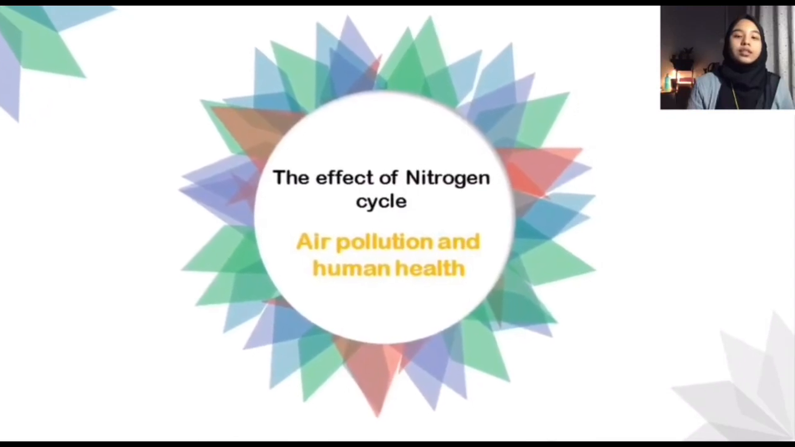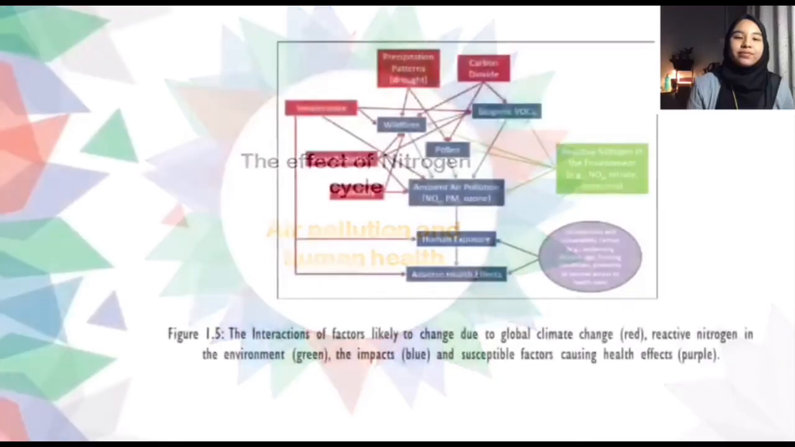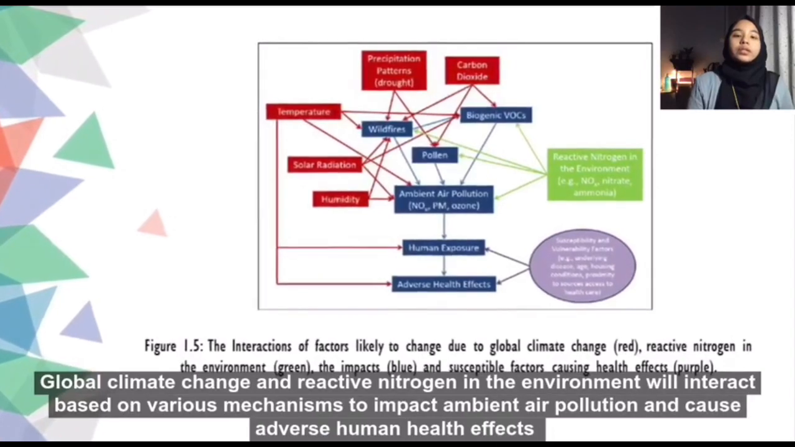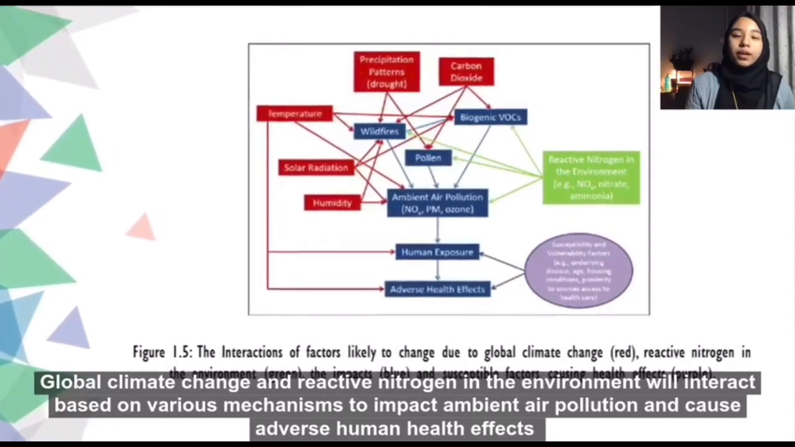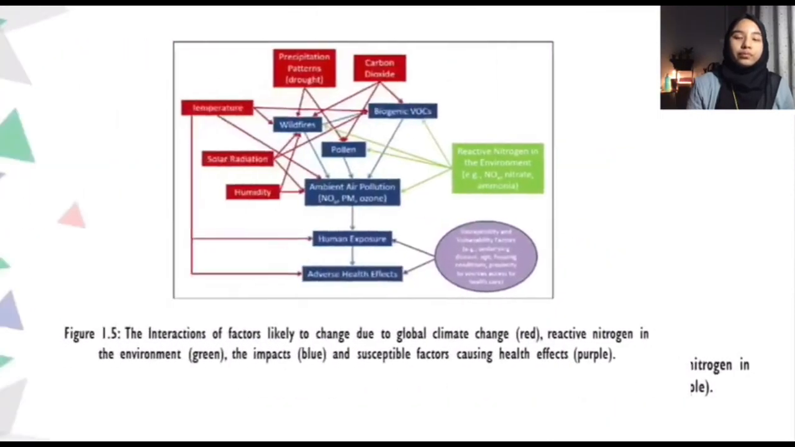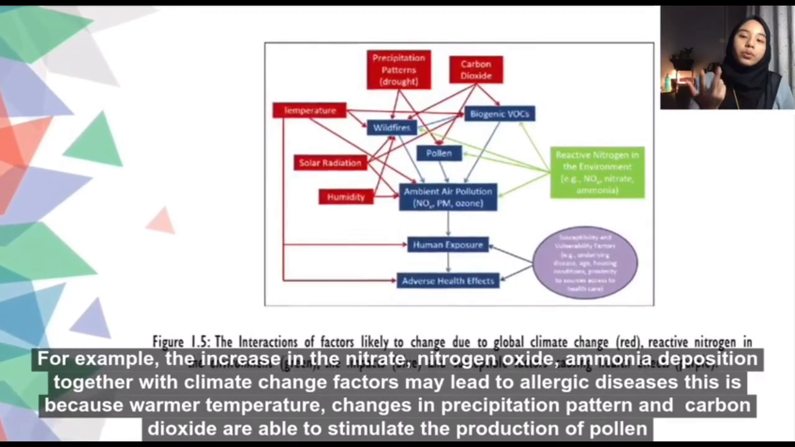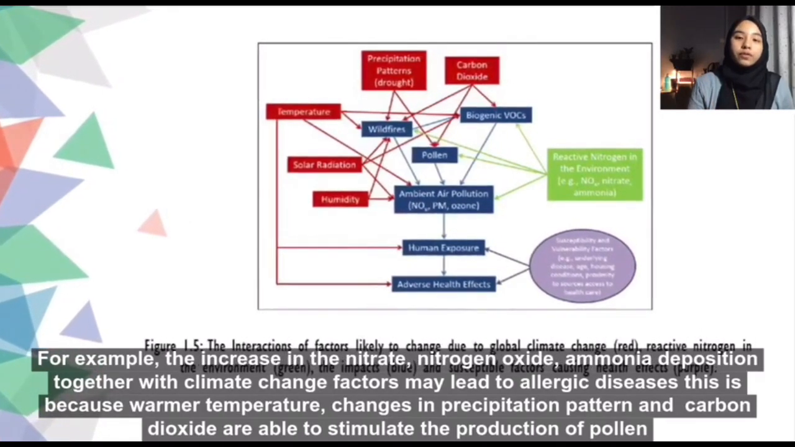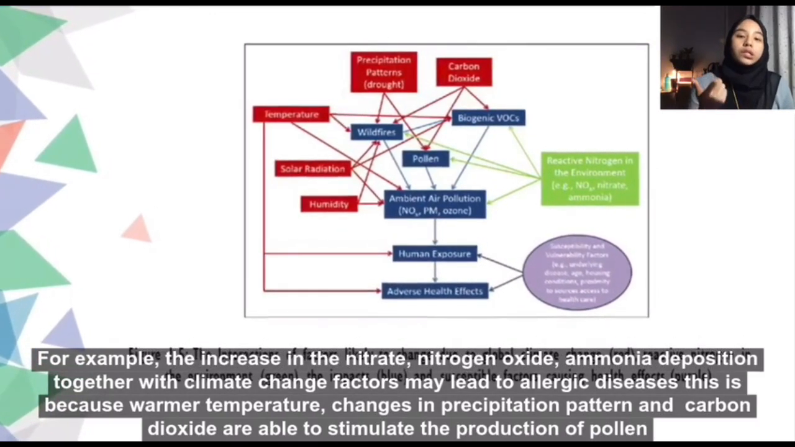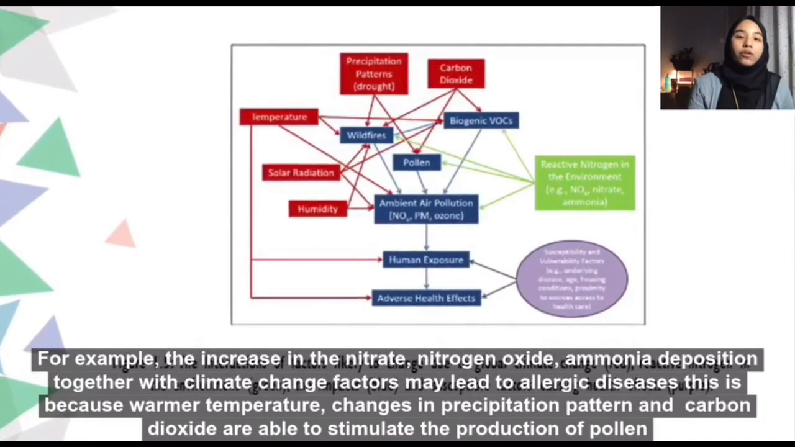Next, let us see the effect of the nitrogen cycle towards air pollution and human health. Global climate change and reactive nitrogen in the environment will interact based on various mechanisms to impact ambient air pollution and cause adverse human health effects. For example, the increase in nitrate, nitrogen oxide, and ammonia deposition together with climate change factors may lead to allergic diseases. This is because warmer temperature, changes in precipitation pattern, and carbon dioxide are able to stimulate the production of pollen.